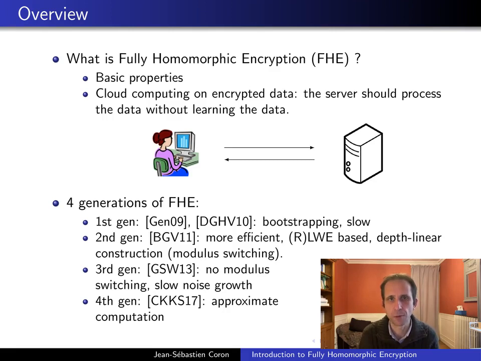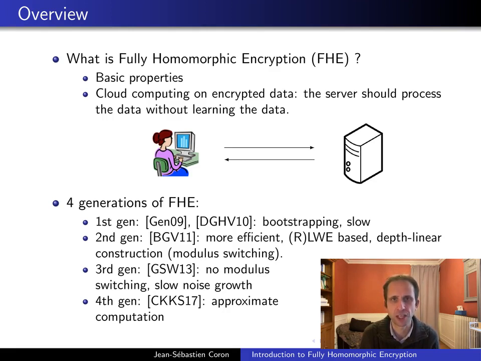I will describe the four generations of fully homomorphic encryption. The first generation is the breakthrough discovery of Gentry with the bootstrapping. But in this first generation, the schemes are relatively slow. Then we have the second generation, with more efficient fully homomorphic encryption, with schemes based on the learning with errors problem and with depth linear construction. I will explain what this means, based on the modulus switching.